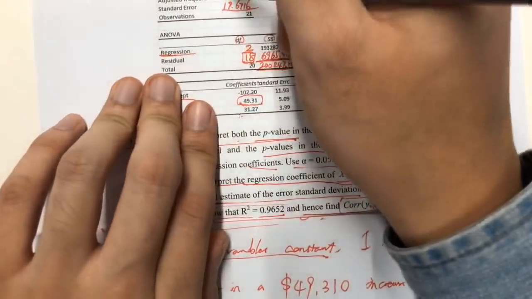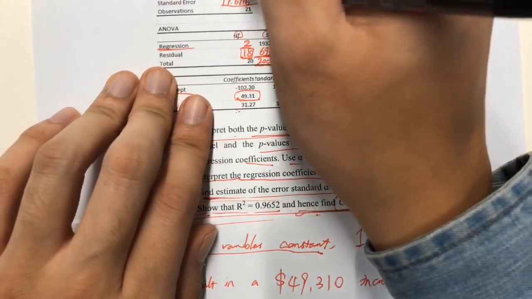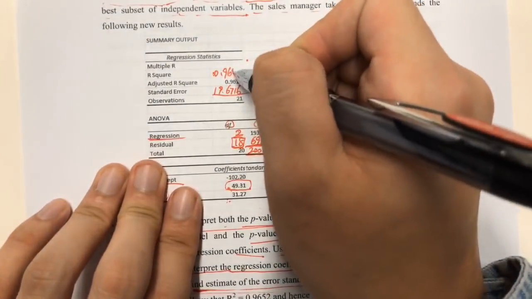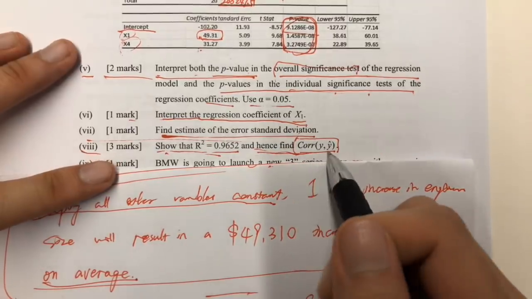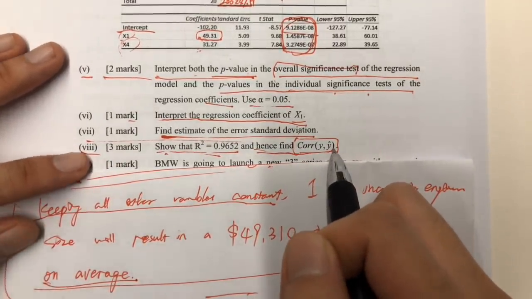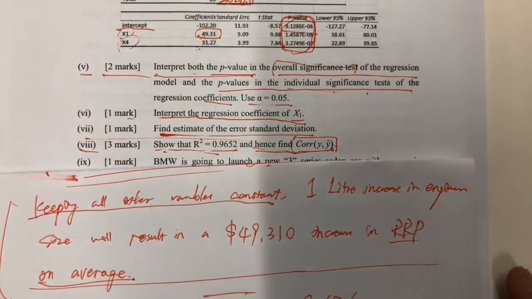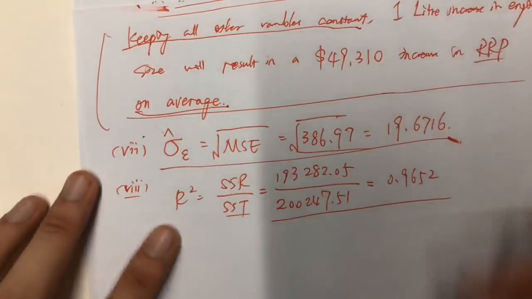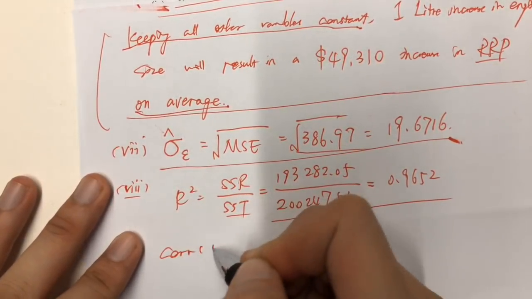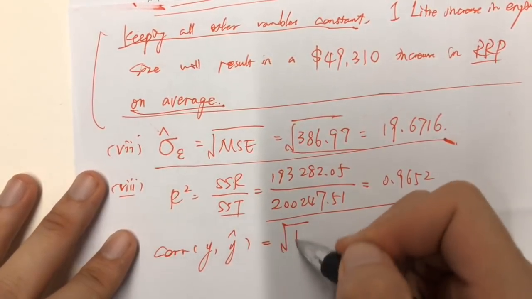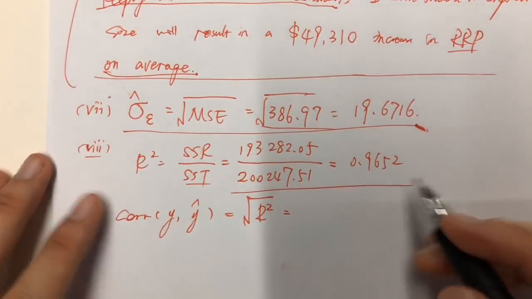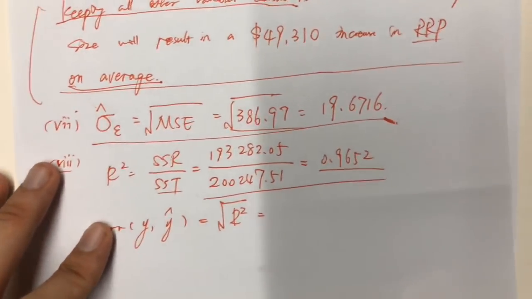Now, R squared is 0.9652. Okay, done. Now, another part of this question is to hence find the correlation between y and y hat. We know the correlation between y and y hat is what? Multiple R. So the correlation between y and y hat is simply multiple R, which is the square root of R squared, and it's finally the square root of 0.9652, and I will calculate it for you.